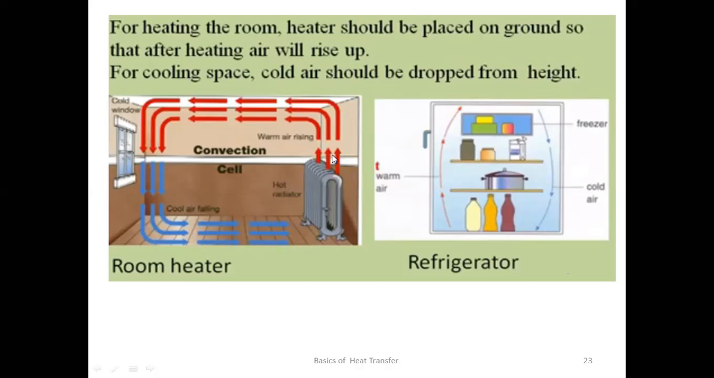Here you can keep ducts also for supplying the hot air to the different corners of the room. Here it is not shown, but you can design ducts. Suppose you can design one room. In cold countries there may be one central room where the heating arrangement will be there, and from that room the ducts go to the different sections of the room.